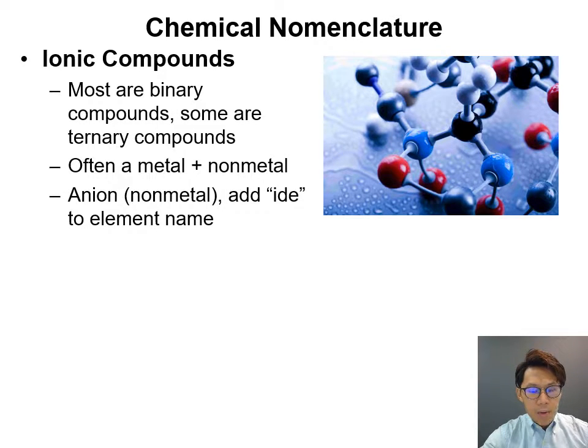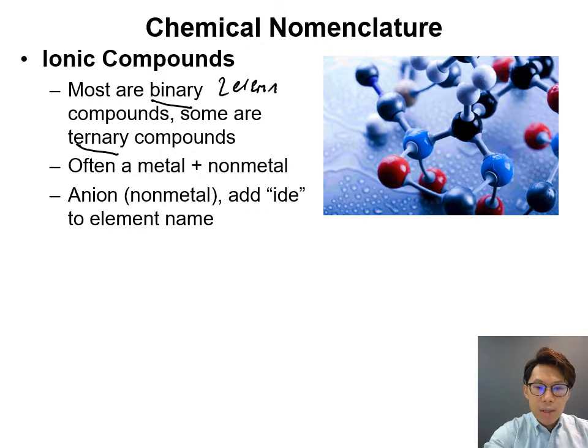Okay, ionic compounds. Most are binary compounds, some are ternary compounds. What is the meaning of binary and ternary? Binary means two. So a binary compound is comprised of only two elements. You can put a remark there: this is only comprising two different elements. While a ternary compound is made up of three or more different elements.